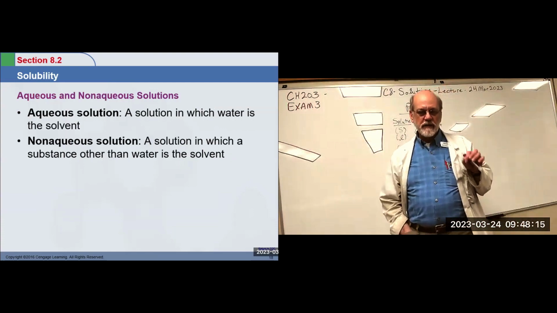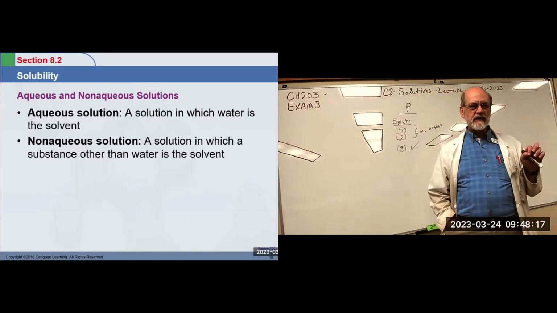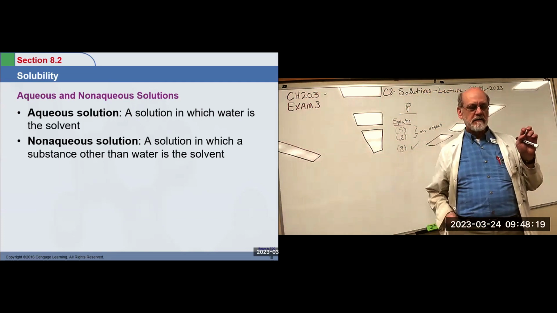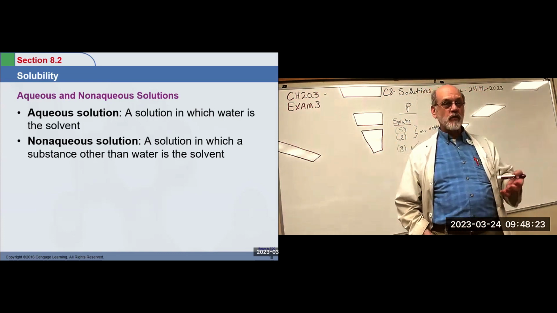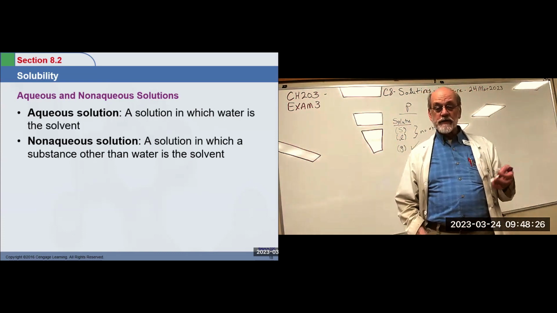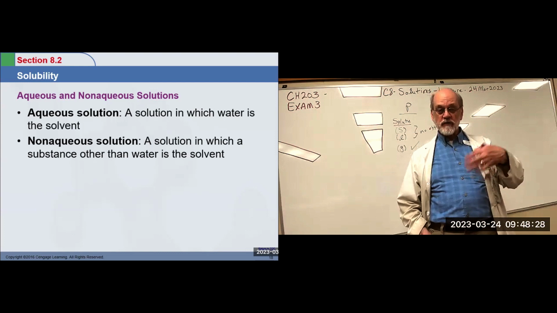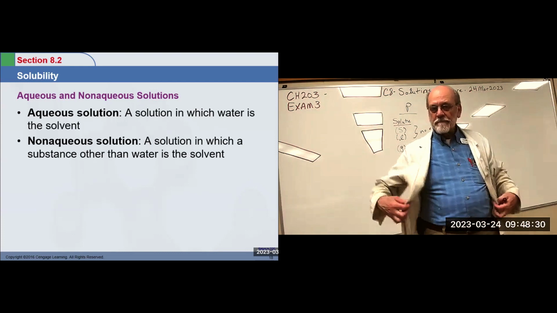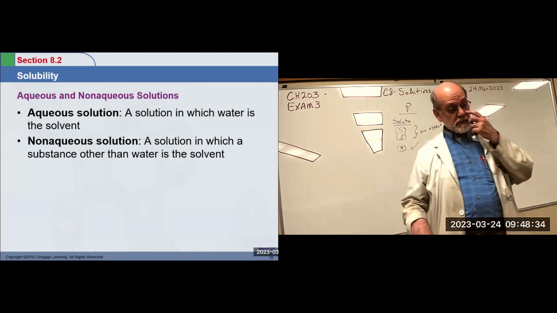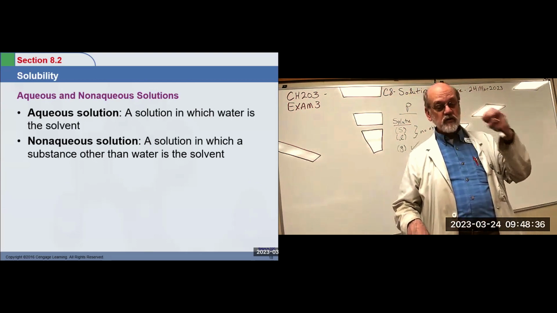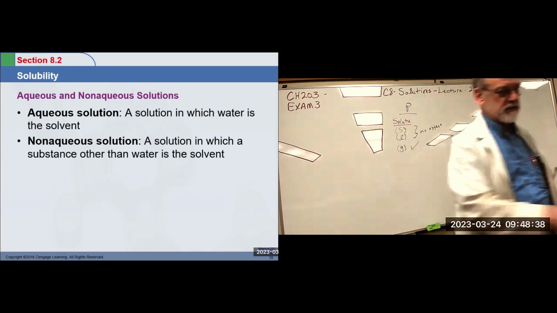Most of our discussion will be concerning aqueous solutions. That is, those in which the solvent is water. Non-aqueous solutions do exist, and we mentioned a few of them in the beginning. And they're important for special applications. Non-aqueous solutions are extremely important for organic chemists.